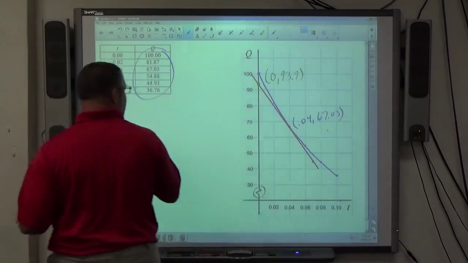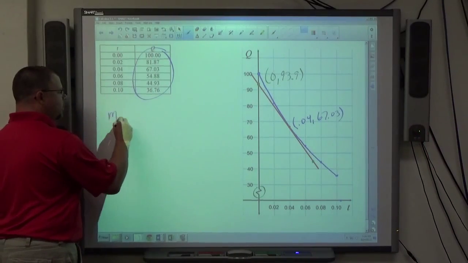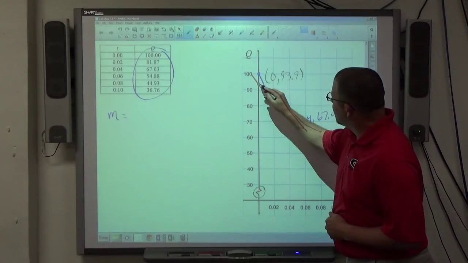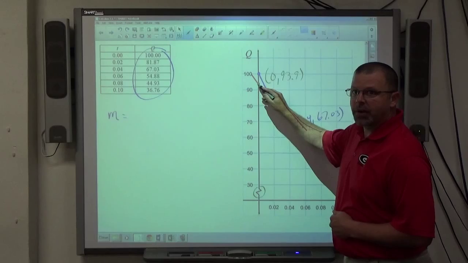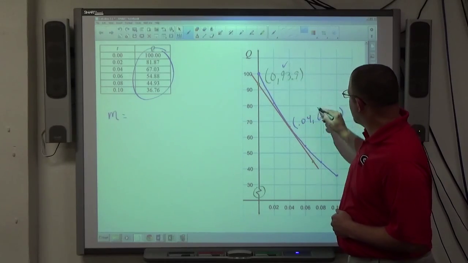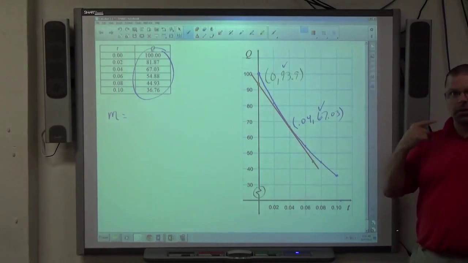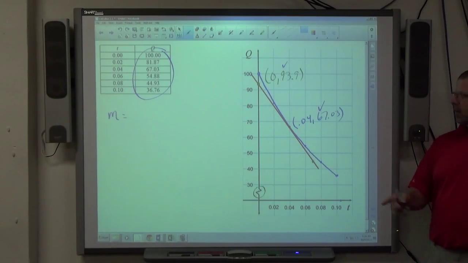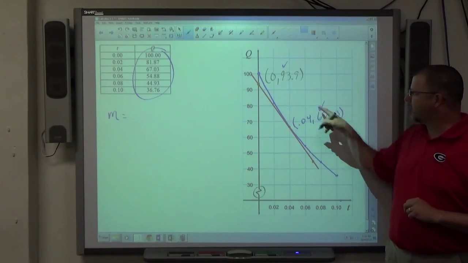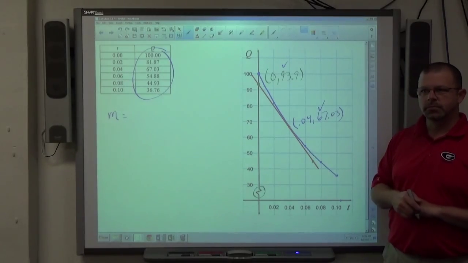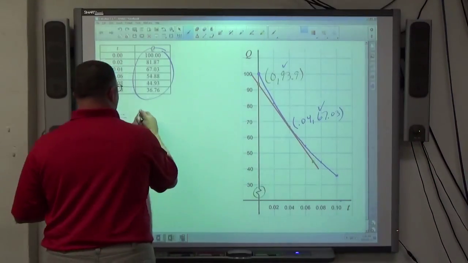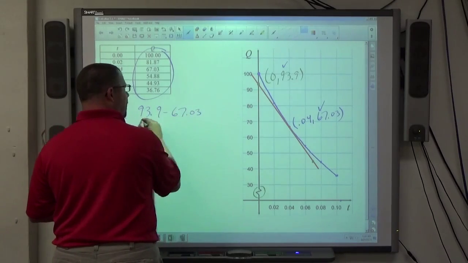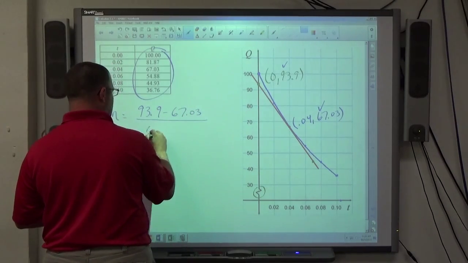So, if we do that, applying the slope formula, this is the point of tangency. This is a point on the line of tangency, right? So this point and this point both lie on the red line, which looks to me, with my eyes, like a tangent line. And if I have 2 points, I find slope by doing y minus y over x minus x, right? So if we do that, 93.9 minus 67.03 divided by 0 minus 0.04.